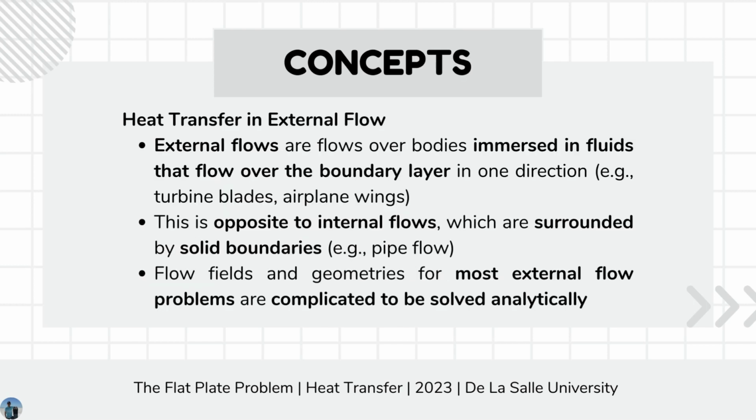Let's talk about the principles behind it. First, the heat transfer in external flow. External flows are just flows over bodies immersed in fluids that flow over the boundary layer in one direction that involves no velocity and temperature gradients. This flow is opposite to the internal flows, which are surrounded by solid boundaries. An example of internal flow is the pipe flow. The flow fields and geometries for most external flow problems are too complicated to be solved analytically, and thus we have to rely on correlations based on experimental data.